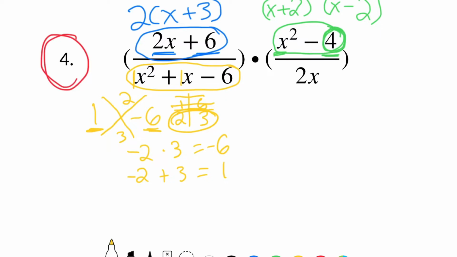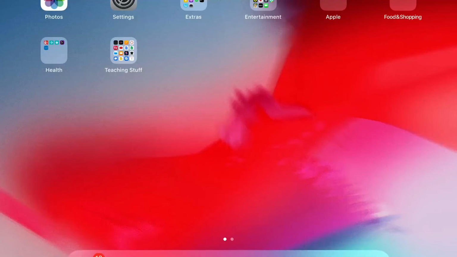So negative 2 plus 3 does give you positive 1. Negative 2 times 3 does give you negative 6. So your magic numbers are negative 2 and positive 3. So this third part becomes parentheses x minus 2 times x.